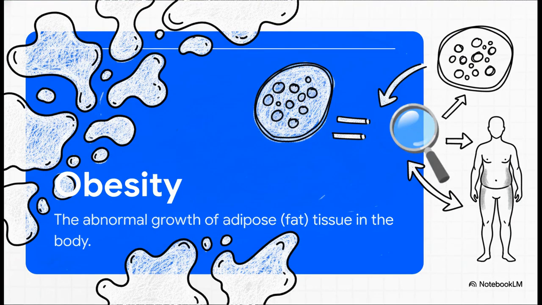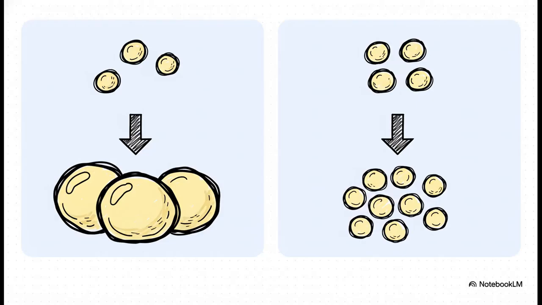At its most basic level, obesity is about the abnormal growth of adipose tissue. That's just the technical term for fat. And this extra fat can build up in one of two really distinct ways. Yeah, this is pretty interesting. On one hand, you have what's called hypertrophic obesity, where the fat cells you already have just get bigger. And on the other hand, there's hyperplastic obesity, where your body actually makes more fat cells. So the end result is more body fat, but how you get there can be different.